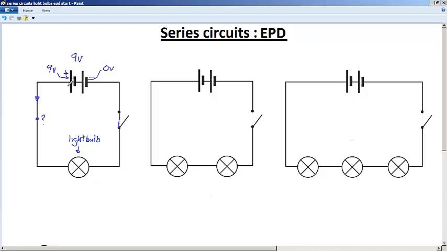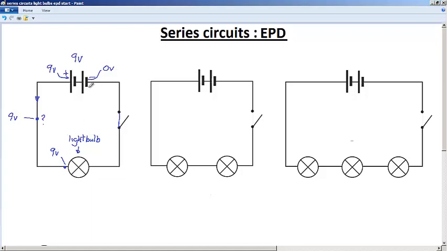If it's 9 volts here, well, there's nowhere along here where the current can lose energy. This is a perfect connecting wire. There's nowhere that can lose energy, so it must still have the same electrical potential energy. So its potential will be 9 volts here. And likewise, if we come right the way around to this point, then the electrical potential at the light bulb will be 9 volts.